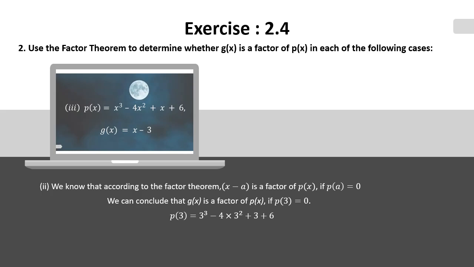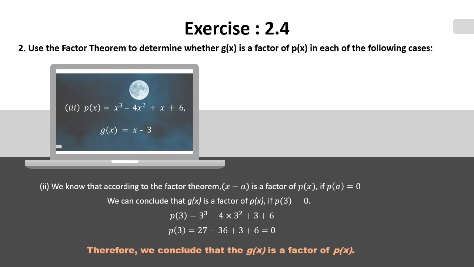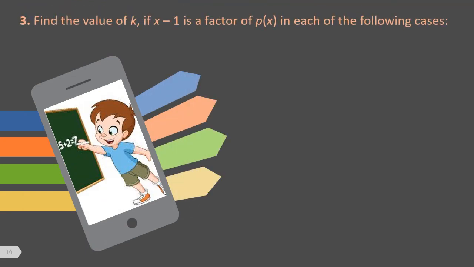Now start. When we put x is equal to 3 in p of x, p of 3 is 3 whole cube minus 4 into 3 square plus 3 plus 6, such that 3 cube is 27, 9 into 4 is 36, plus 3 plus 6, then it becomes 0. Hence, we conclude that g of x, that is x minus 3, is a factor of p of x. Now we proceed to the next question.